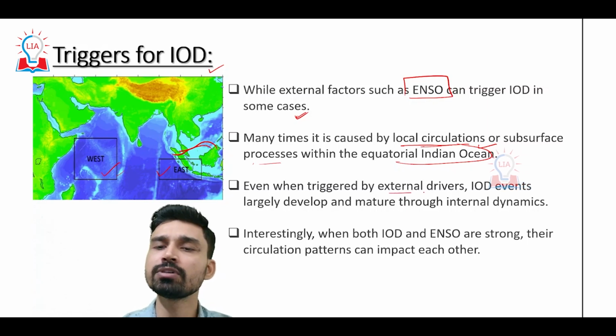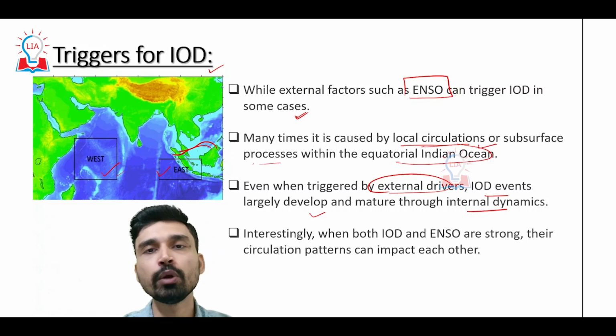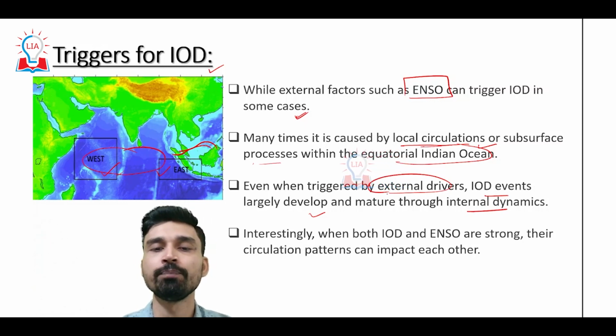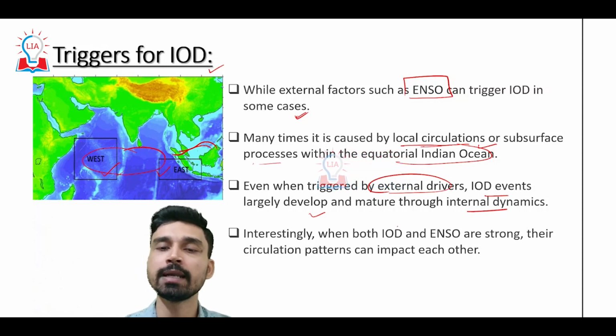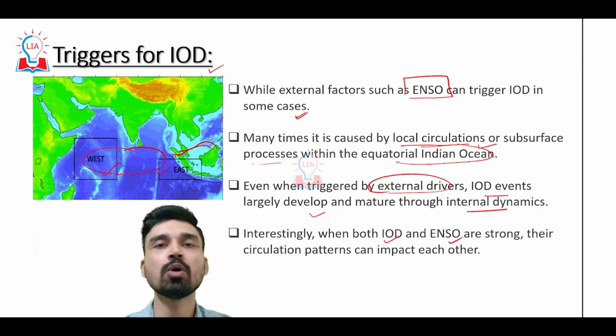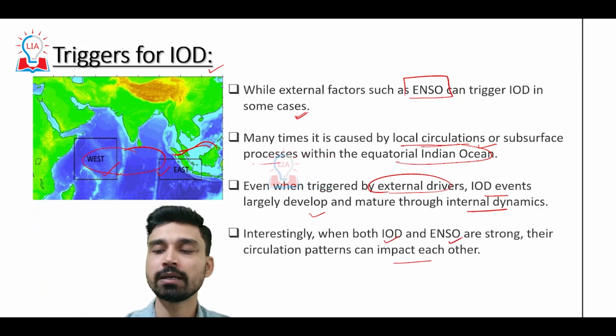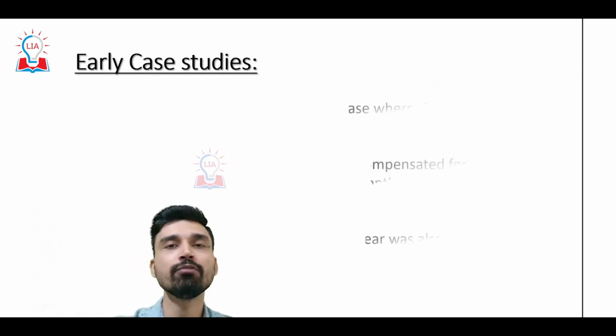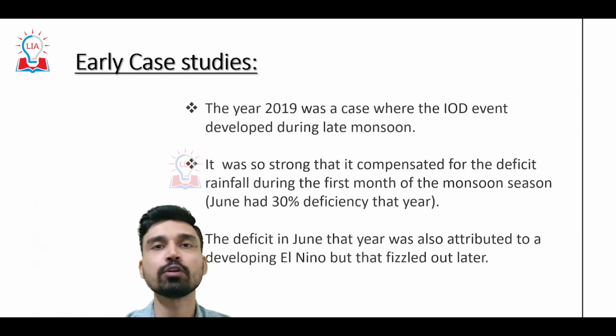And even if it is triggered by external drivers, IOD events largely develop and mature through internal dynamics. That means the overall evolution, impact, and extent of IOD will depend on the dynamics of the Indian Ocean as well. Interestingly, when both IOD and ENSO are strong, their circulation patterns can impact each other. So we are pinning our hope this year that the monsoon rainfall will not be so much in deficit because of the impact of positive IOD.